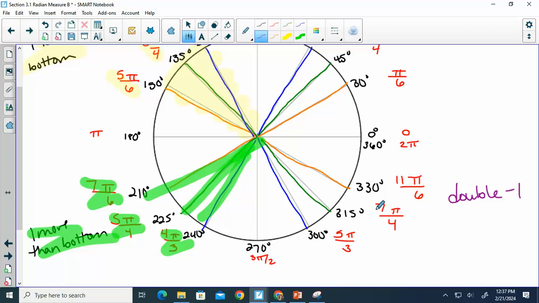Now, do we have to memorize these patterns? Absolutely not. We figured every one of these angles out yesterday without memorizing any patterns whatsoever. But these are some tricks that we can use to help us as we work through here. Any questions on that?